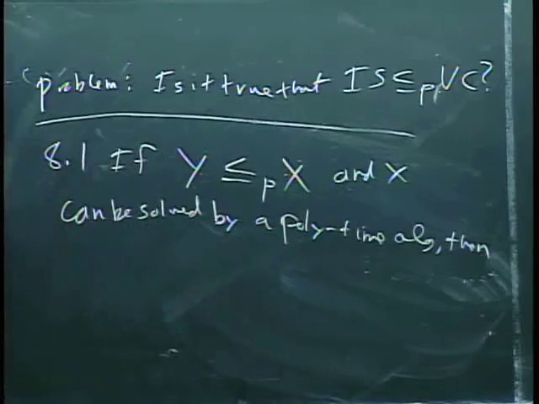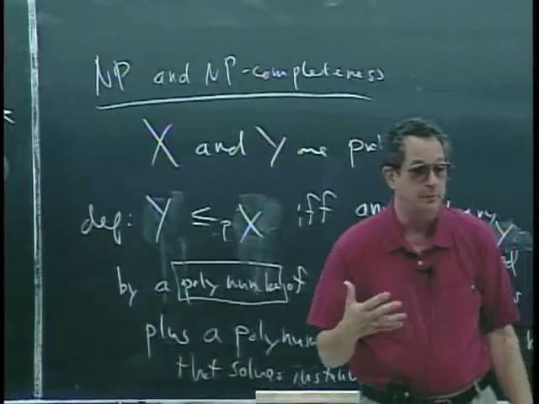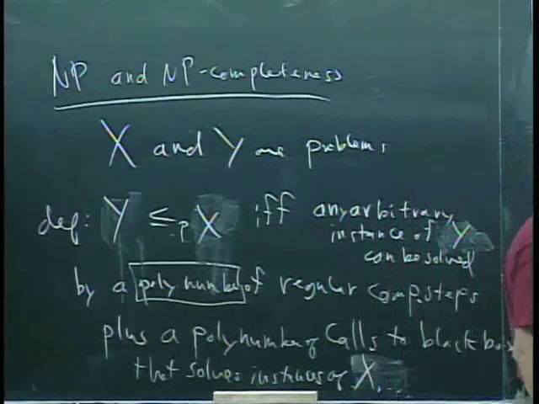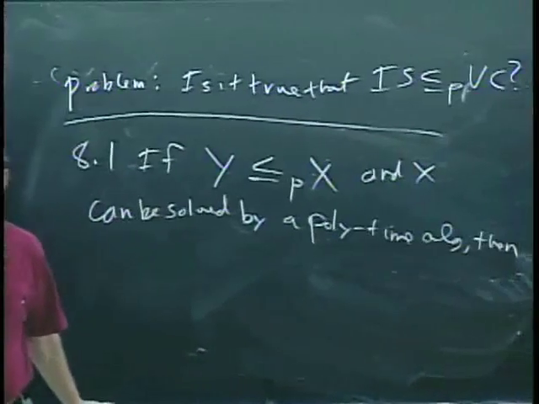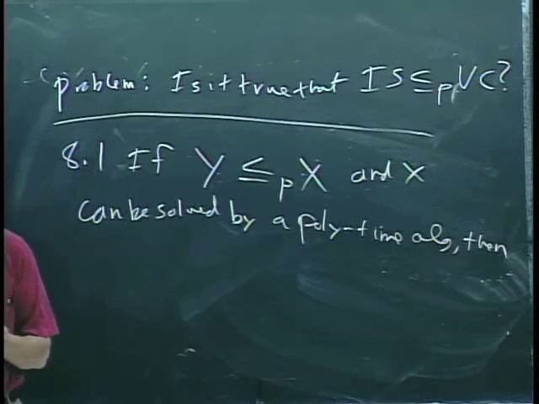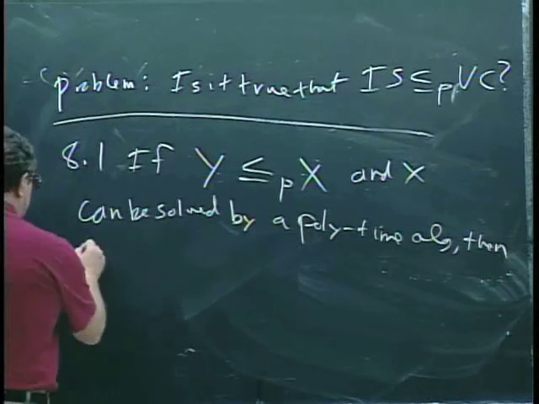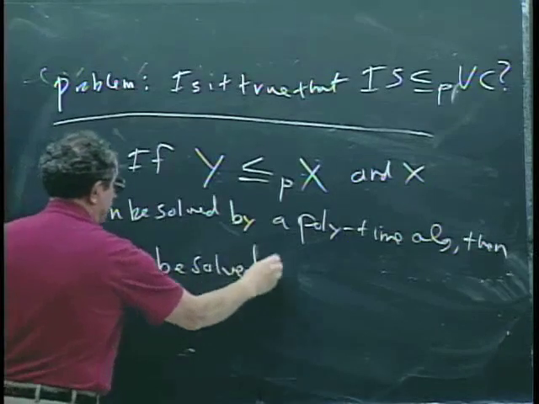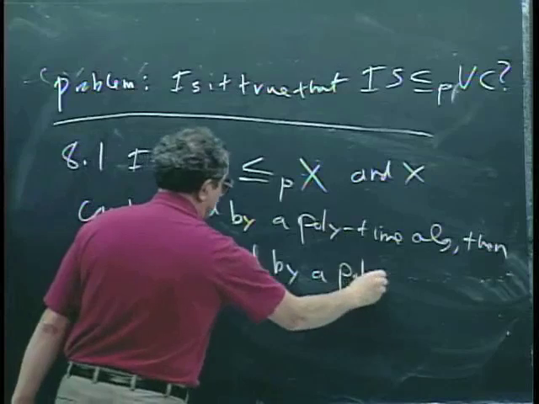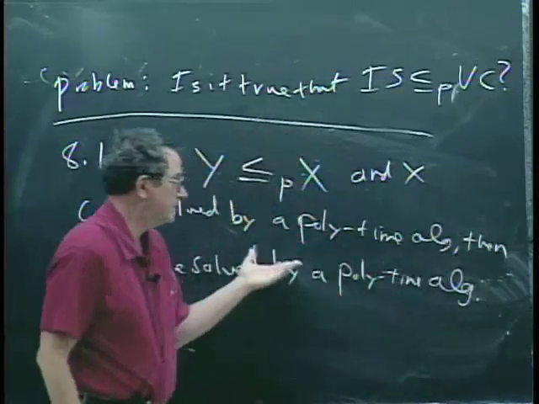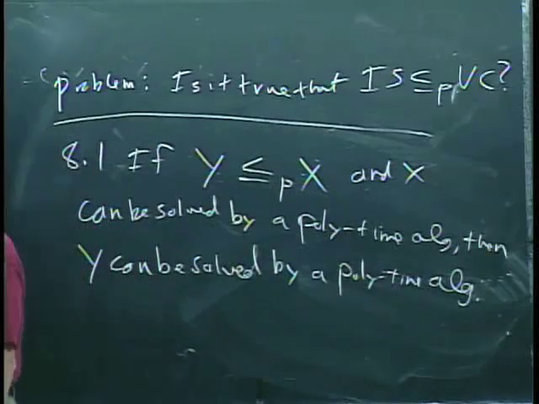X can be solved by an algorithm whose running time is bounded by a polynomial function of x's input size. Okay? Then what can we conclude about our ability to solve y? Yeah, then y can also be solved. Then y can be solved by a polytime algorithm. Okay? Well, just think of this definition here.